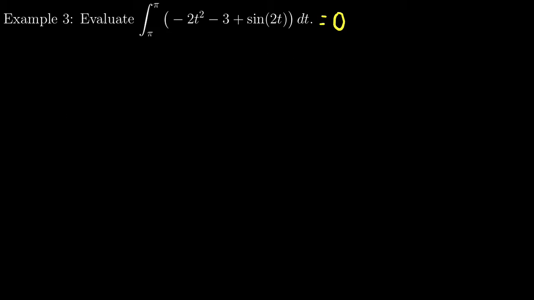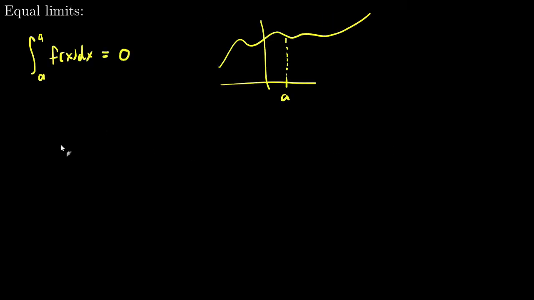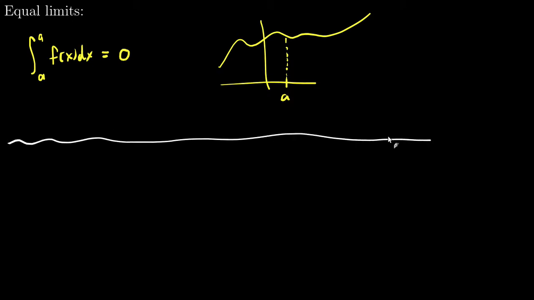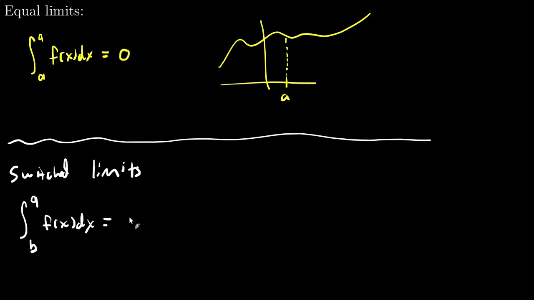Now, let me go back for a second. I messed up when I made this and forgot to put one of my rules up here, so I'll just shove that in right here. I apologize for the mess here. So what if I have switched limits? To answer that question, if I have the integral from b to a of f of x dx, I can flip those limits by changing the sign. Negative integral from a to b.